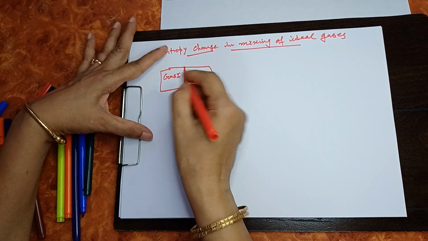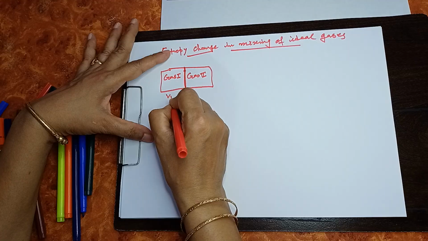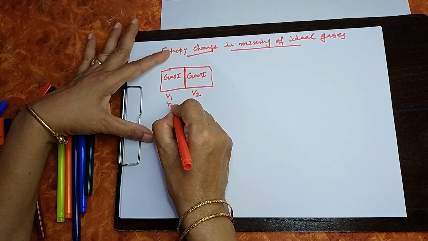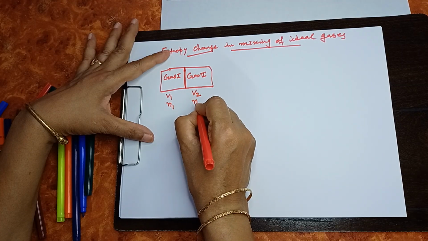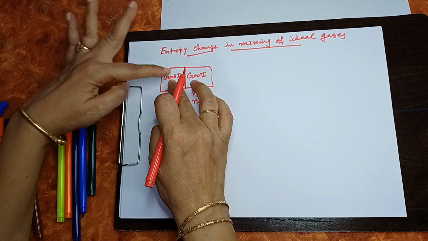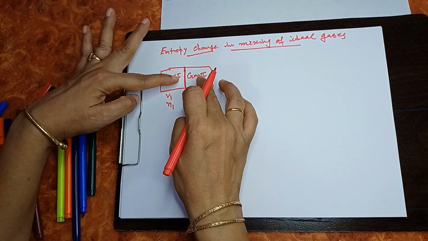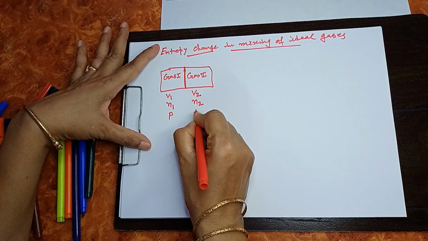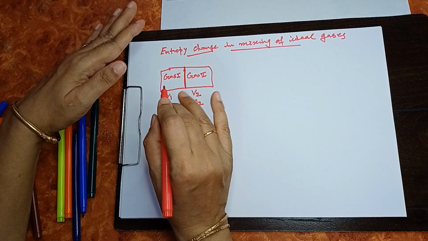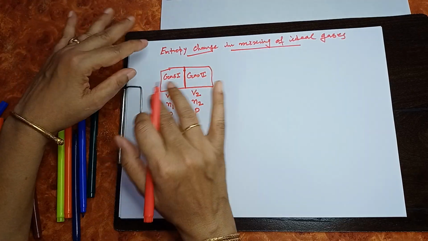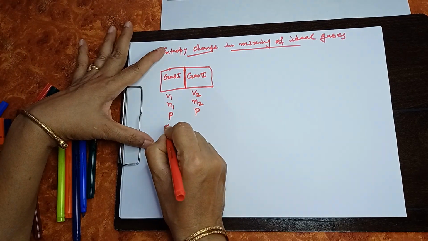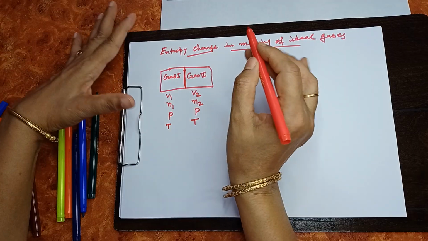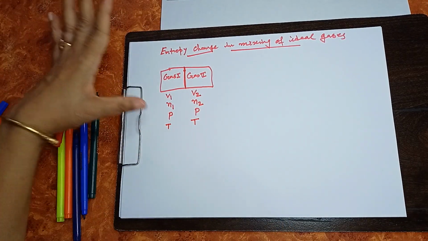So before mixing, the volume of gas 1 is V1. Volume of gas 2 is V2. Number of moles of gas 1 is N1. Number of moles of gas 2 is N2. Pressure of both gases before mixing, and after mixing also, is the same. That means pressure is constant. In a similar way, temperature of gas 1 and gas 2 is also the same. After mixing, the mixture temperature is also the same. That is, temperature is also constant, right? Now if you remove this partition, the gases will mix up, right?